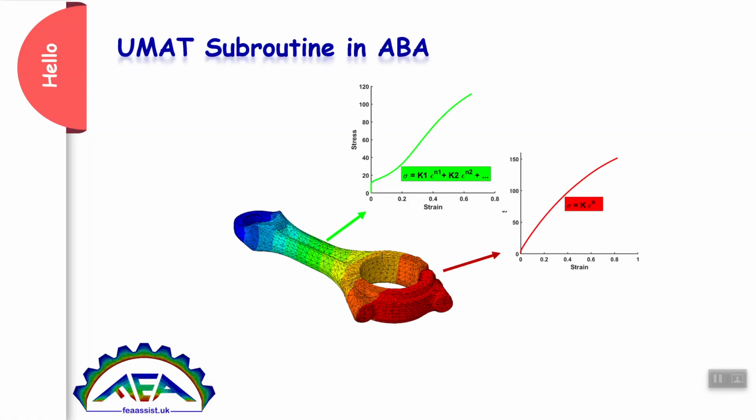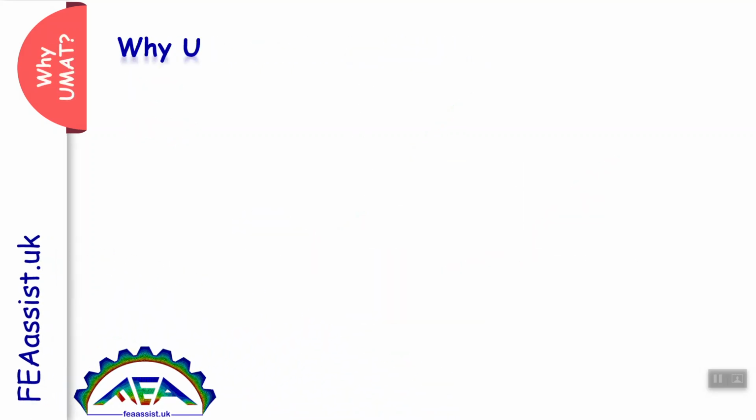Hello. You want to learn UMAT subroutine in Abaqus easily and quickly. UMAT is a subroutine to define a new mechanical behavior for materials. Stay with us. The first question, which is very important, is: why UMAT? Why do we need the UMAT subroutine?